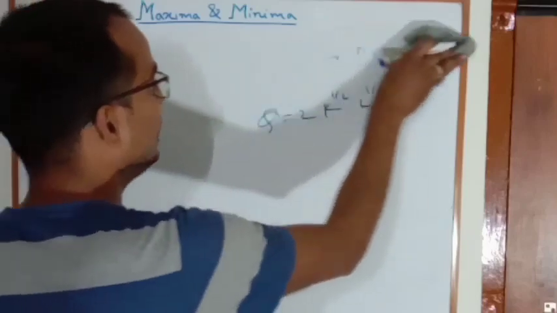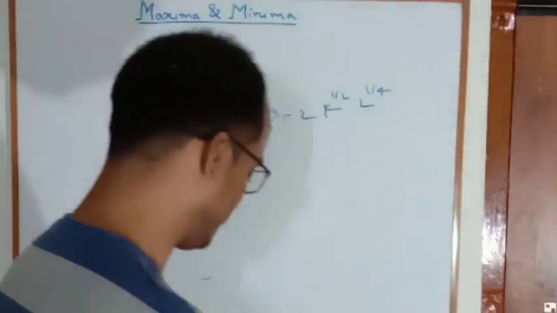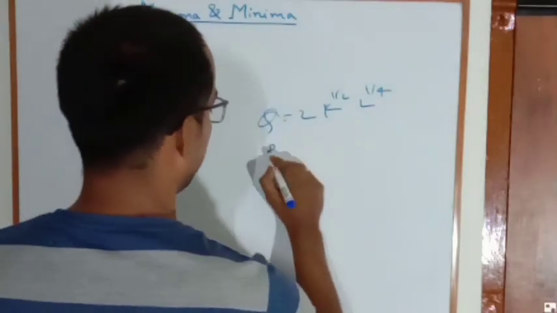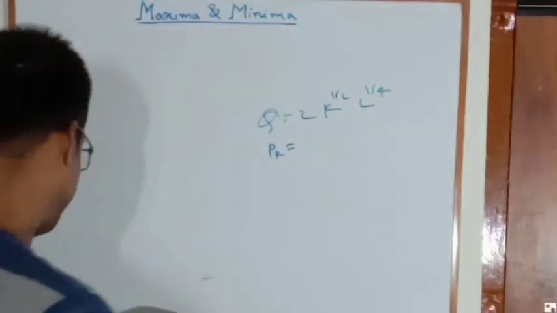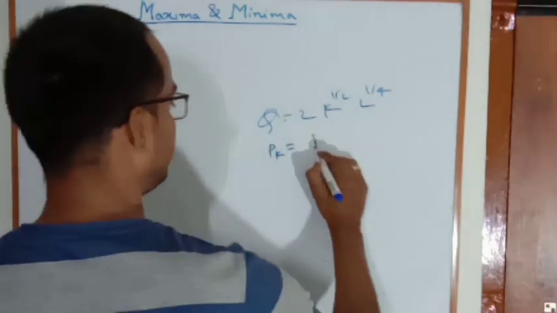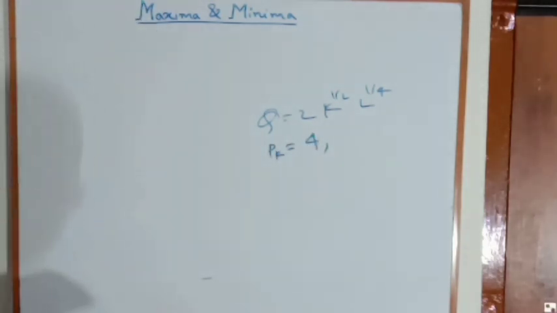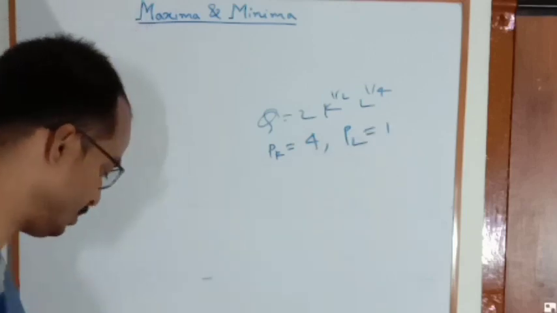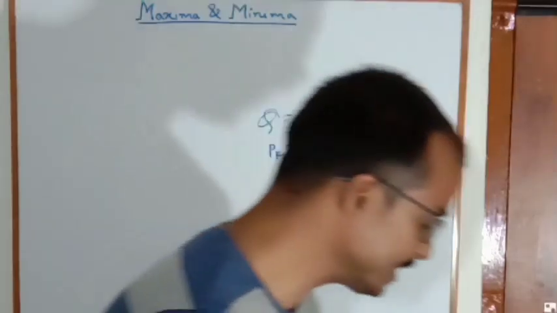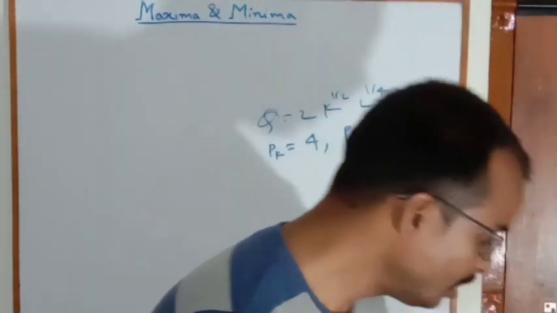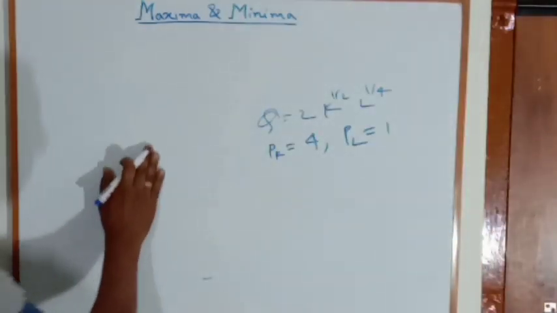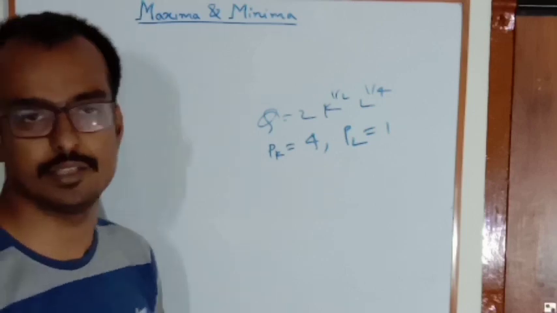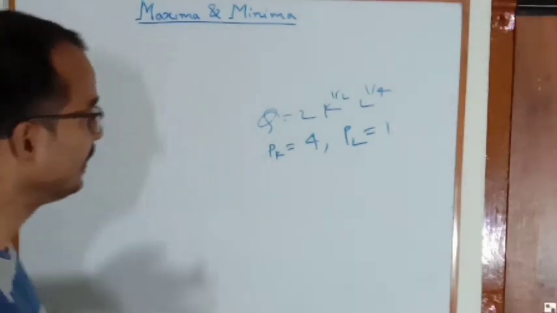Whatever. So this is given to you in the example, and you are told that PK, the price of capital, is 4, and PL, the price of labor, equal to 1. This is given to you, and you are asked to find the profit maximizing output level. So what to do? Simply, first, profit means TR minus TC. So you have to find TR and TC. There is no TC here.